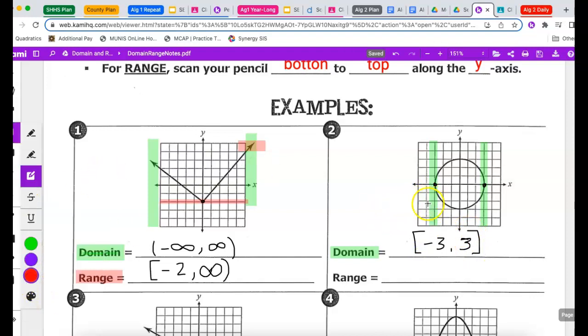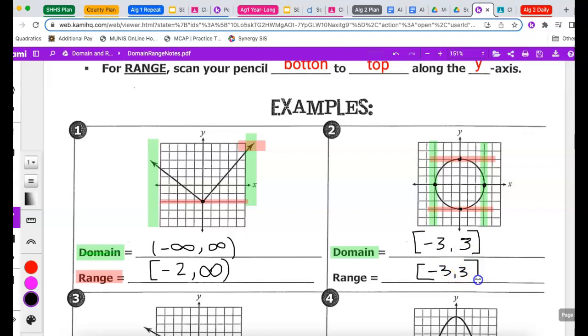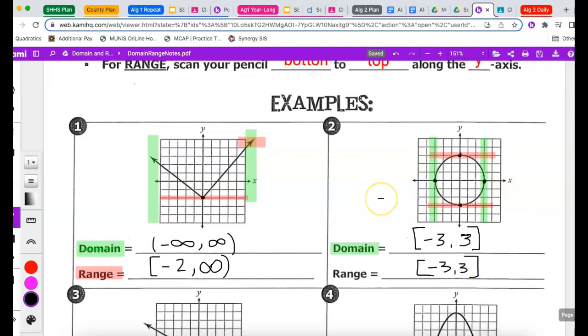Now we're going to look at the range. So we go from the bottom of the graph to the top of the graph. So it looks like it goes all the way down to the bottom number of -3 and all the way up to the top number of +3. So our range is actually the same as our domain, from -3 to +3. And we use the brackets because it's right on the graph, a solid point.